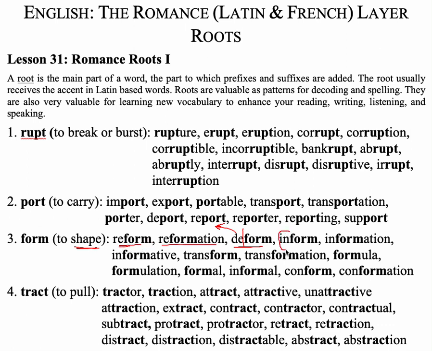We have inform. This is really cool because you got the prefix in and form. So when you inform, you're explaining the shape, and the noun form is going to be information. And then ive, the next word, able, remember? So informative means able to inform. So when you read something that's informative, it's easy to inform. And I know it's a stretch, but that's kind of like to shape your thinking.